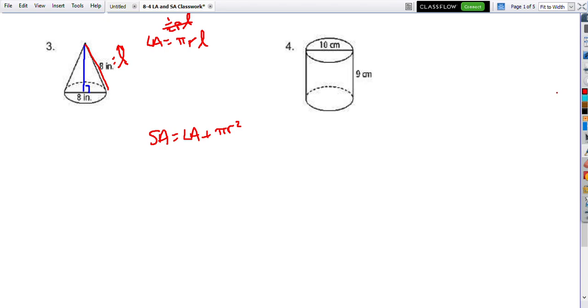Okay, so we know the radius is half of that diameter there, which is 8. So this should just be pi times 4 times our slant height of 8. All right, and I prefer to use parentheses instead of the dots. Just keep track of the negatives too. All right, so that answer is going to go in there. And then this is this plus, and this should just be 4 squared.